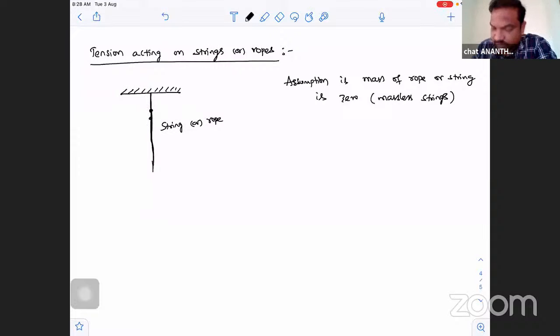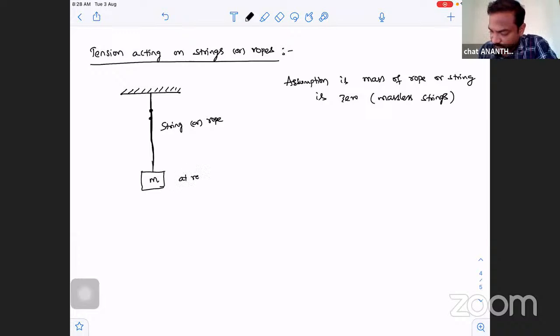Now if I take two molecules in the rope or string, they will be bound with some force, obviously, whether the material is solid, liquid, or gas. So there will be some force between the two molecules. I'm not going into much detail of that. That's enough. Suppose I tie one object of mass M to the rope, so the rope is balancing it. The mass is hung from the rope. It is at rest.